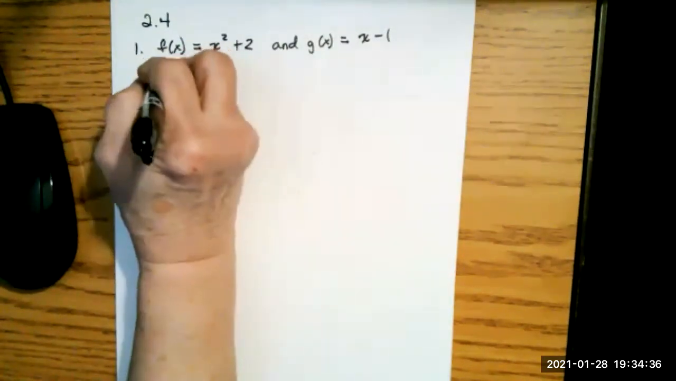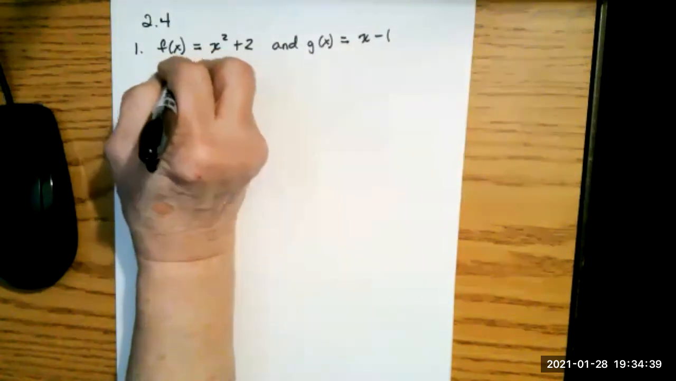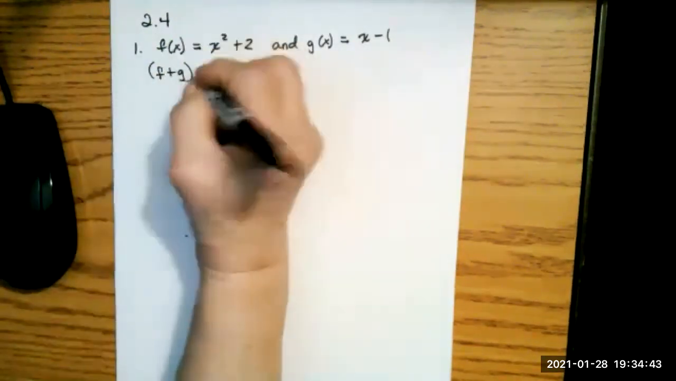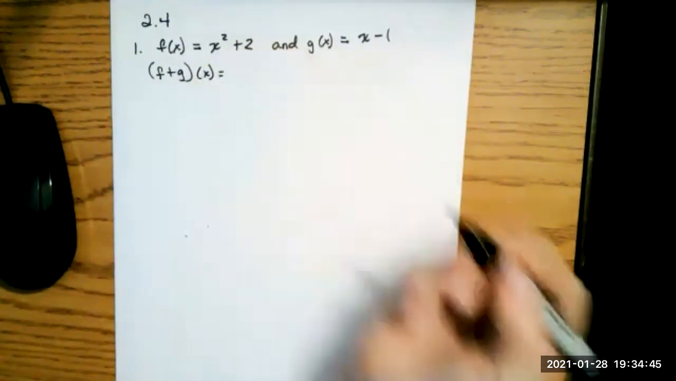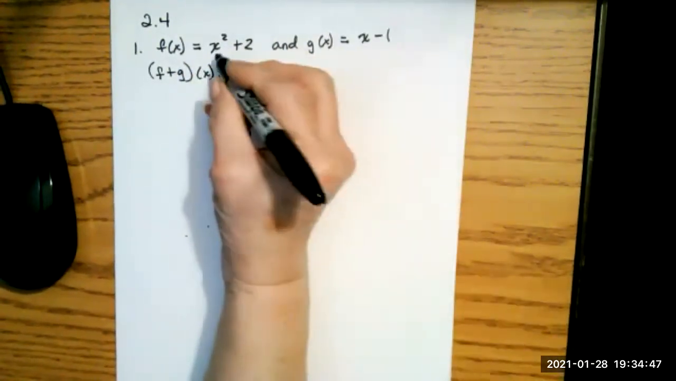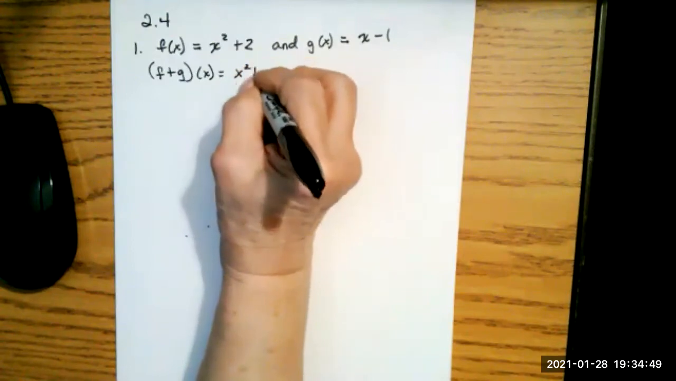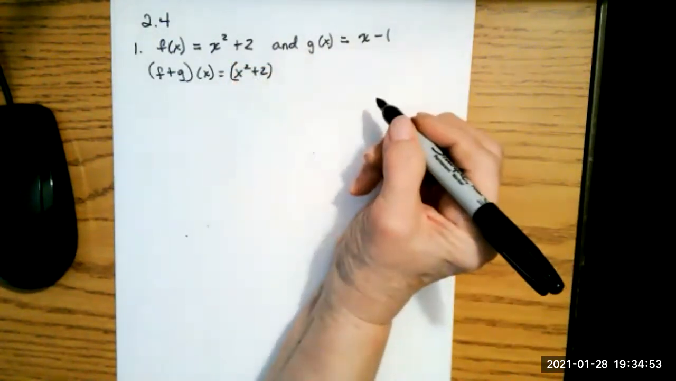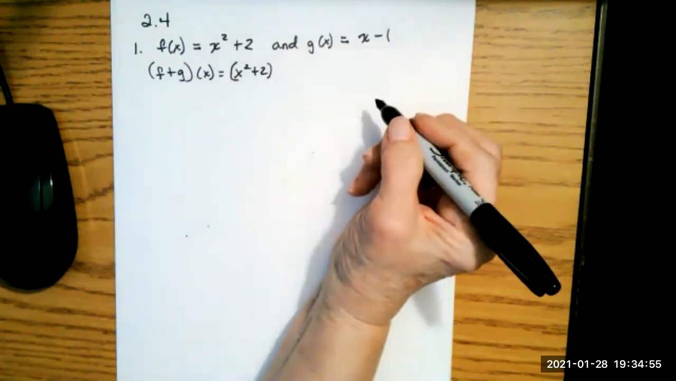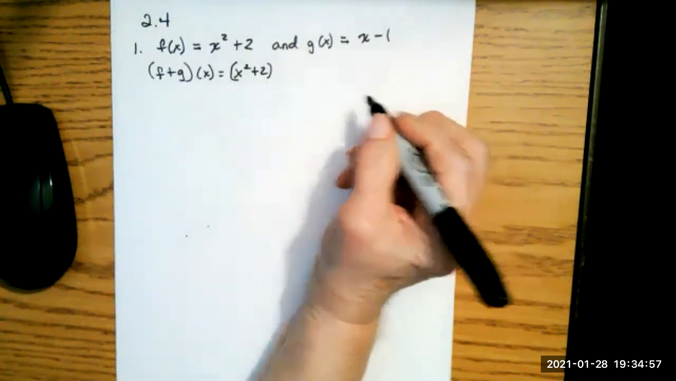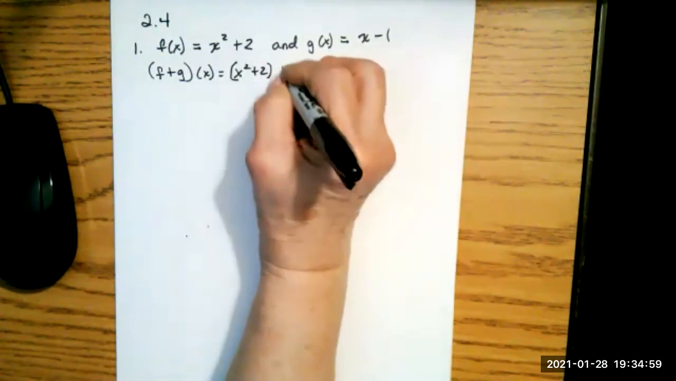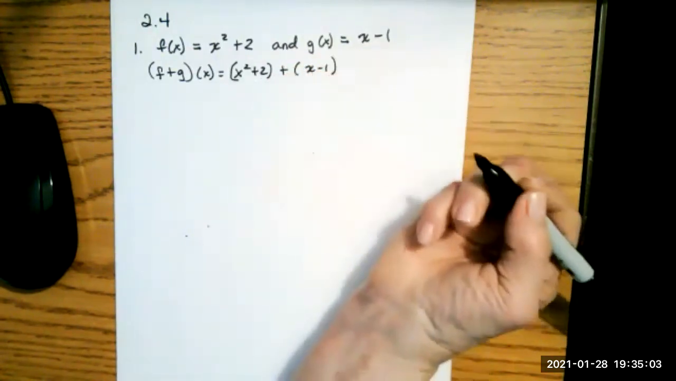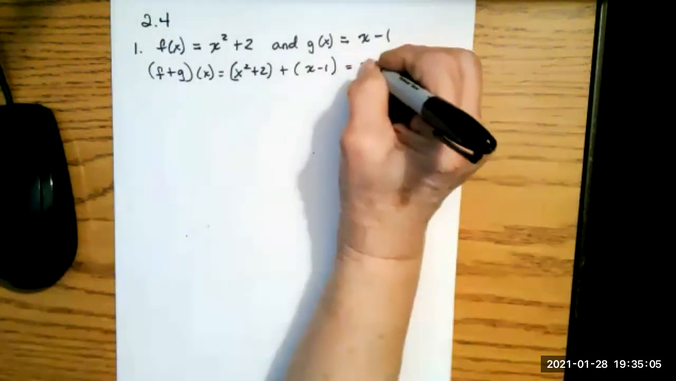Okay, this one says find f plus g, and it says of x. So we're not putting in a number, we're just adding them together. So f is x squared plus 2, and I usually put parentheses around the two functions as I'm putting them in this form, because when it's a minus, you're going to have to change the signs. But when it's a plus, you don't have to change signs. So now then I just add those together.